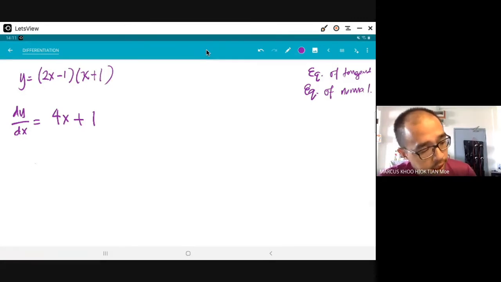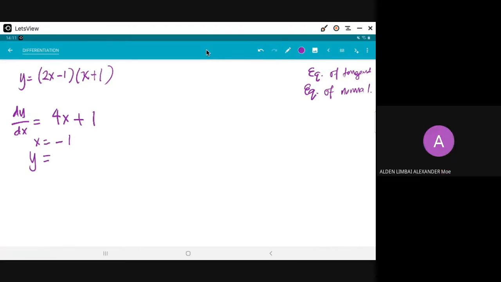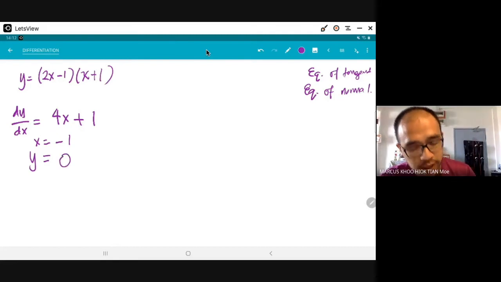Okay, let's just double check. What is the y coordinate for this one? If x equals negative 1, what is the y coordinate? 0. Okay, is the y coordinate correct? 0. Wow. Okay, so did you guys get the answer? The equation of the tangent is y equals negative 3x minus 3. Can?